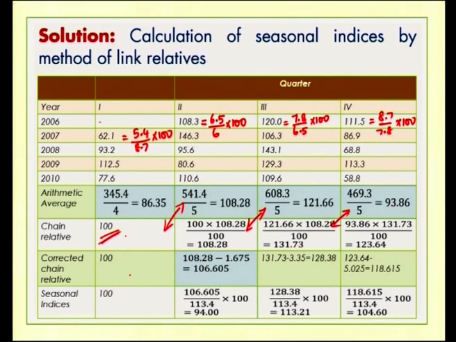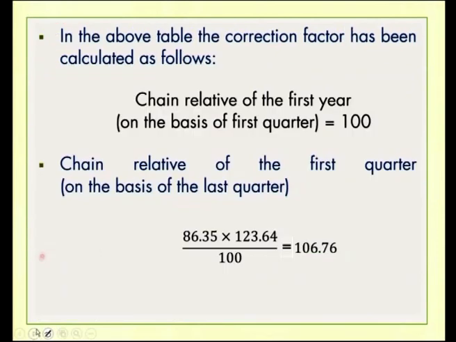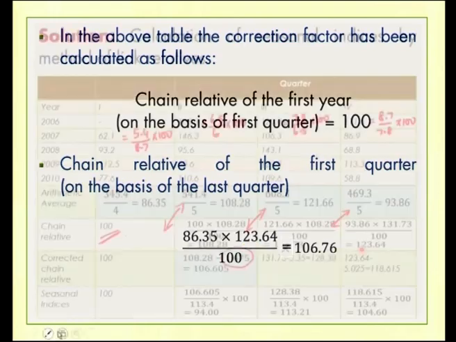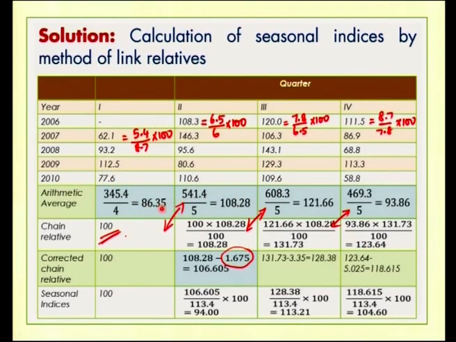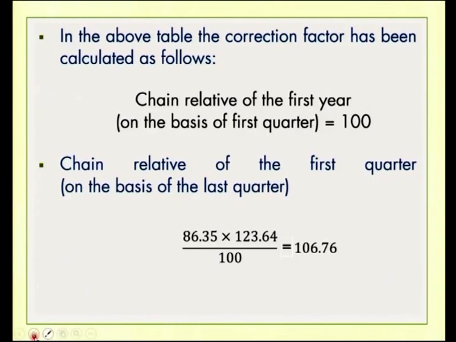Then we have the corrected chain relative. This 1.675 is calculated using the calculation here. See, in the above table the correction factor has been calculated as follows. The chain relative of the first quarter on the basis of the first quarter is 100. The chain relative is equal to 86.35 into 123.64, this value 86.35 into 123.64 by 100 is equal to 106.76.